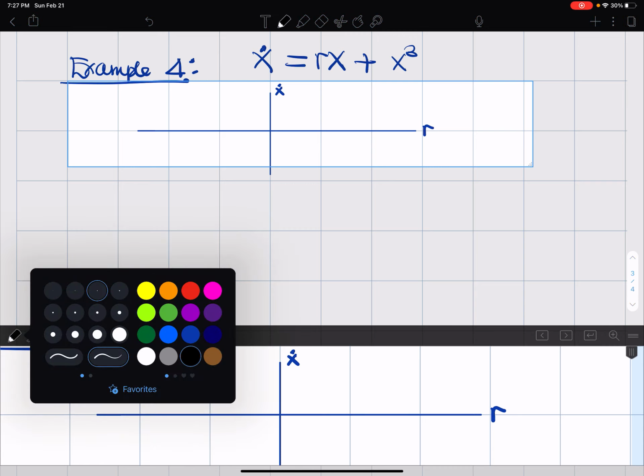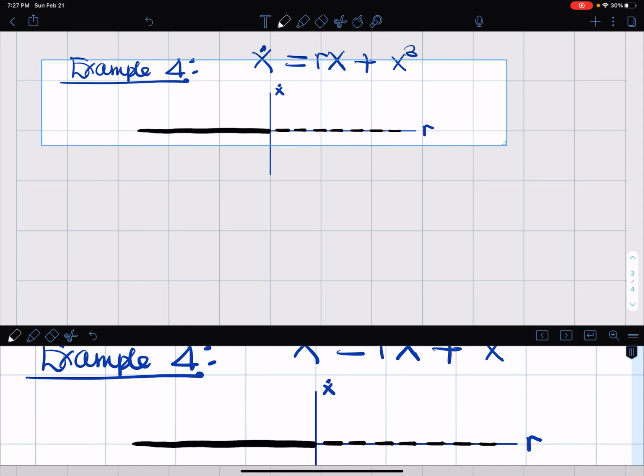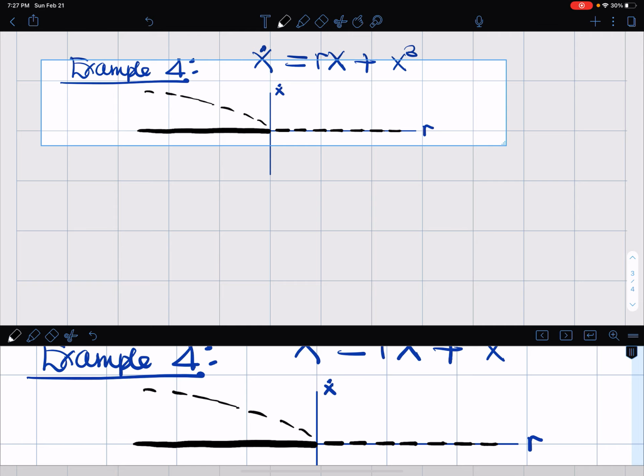So that means that for r less than 0, the x equals 0 fixed point is going to be stable, and then it becomes unstable once r gets to 0. And it's unstable the whole of r greater than 0. And then this is also unstable.